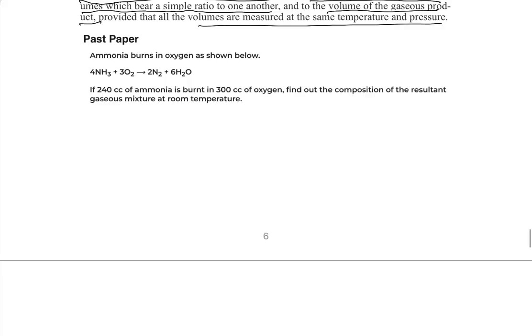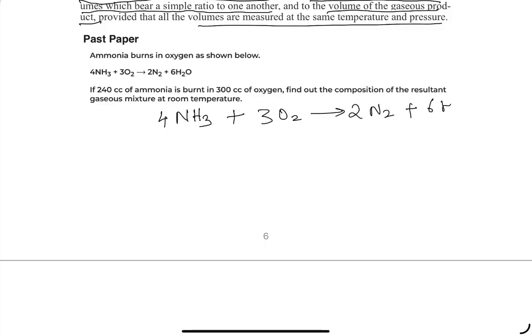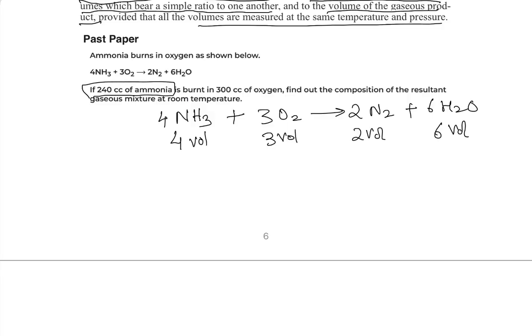Now look at this past paper question, where the equation is ammonia burning in oxygen, as shown here, where the amount of ammonia is given in terms of volume. I will write down this equation again here: 4 ammonia reacts with 3 oxygen to produce 2 nitrogen and 6 water. Now this law is compared in terms of volumes. So 4 volumes of ammonia react with 3 volumes of oxygen, producing 2 volumes of nitrogen and 6 volumes of water.